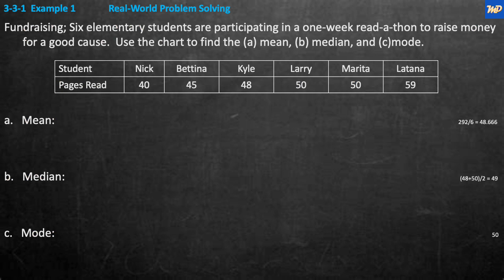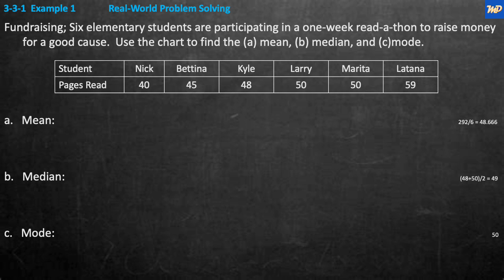Example 1, a real-world problem. Fundraising. 6 elementary students are participating in a 1-week readathon to raise money for a good cause. Use the chart to find the mean, median, and mode of this data set. So what is the mean? What did we say the mean was?